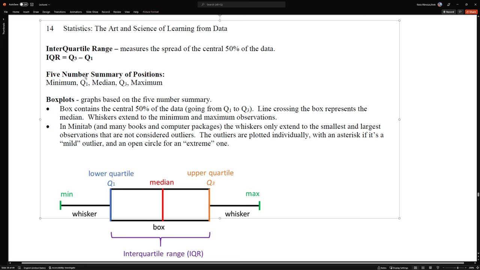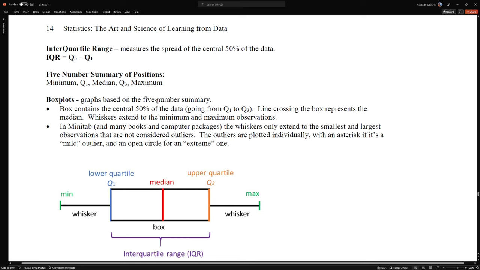So now we'll talk about box plot. What's a box plot? It's a five number summary of positions. This is the minimum. Q1, lower quartile. This is Q1. Median, which is the red line over here. Q3, which is the upper quartile. And the maximum, which is over here. And this box contains 50% of the total data, and it's called IQR. The box contains 50% of the data.